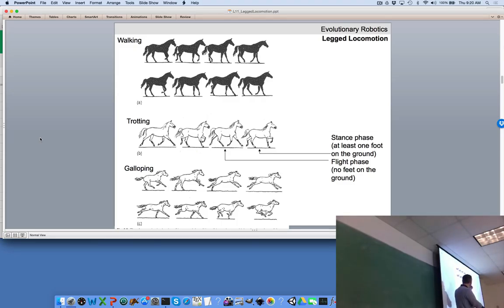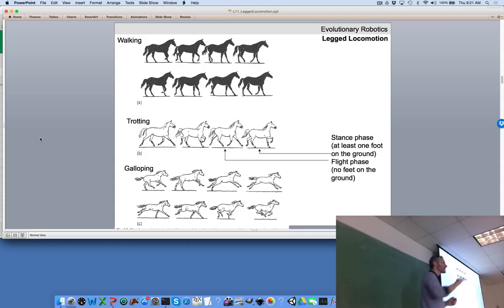Let's introduce a little bit of terminology. As we look at legged locomotion in animals and robots, we're going to be interested in the stance phase and the flight phase. So stance phase is there's at least one foot on the ground. In galloping and above, the horse is capable of a flight phase.